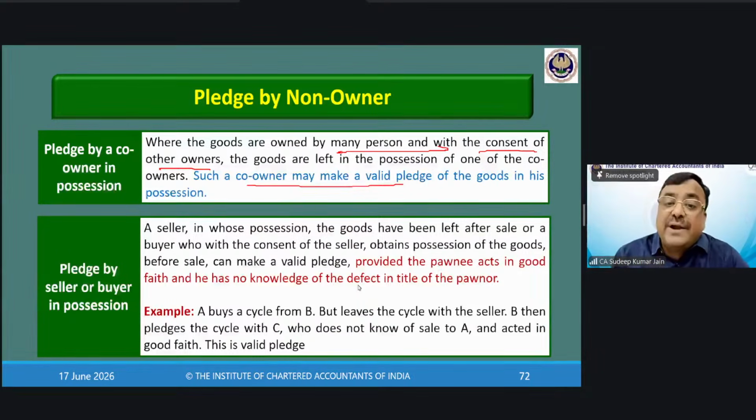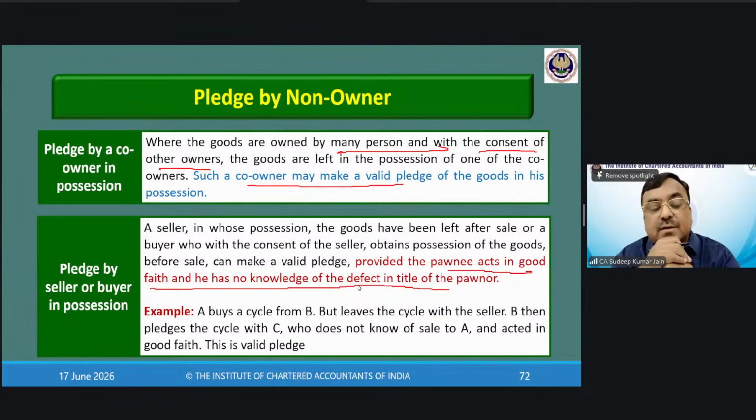Provided the pawnee acted in good faith and has no knowledge of the defect in the title of the pawnor. See example: A buys a cycle from B, B leaves the cycle with the seller, B then pledges the cycle with C, who does not know of the sale to A and acted in good faith. This is a valid pledge.